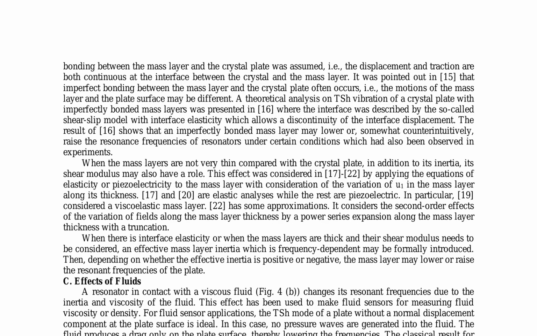Theoretical analyses of thickness shear (TSH) vibrations of crystal plates with mass layers, fluids, and particles are discussed. Imperfect bonding between the mass layer and the crystal plate can lower or raise the resonance frequencies of resonators under certain conditions. The shear modulus of the mass layer may also have a role, especially when the mass layers are not very thin compared to the crystal plate.